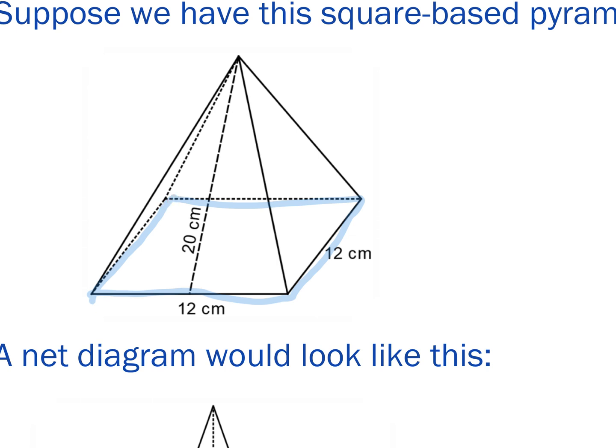Now, a pyramid would have 4 triangles going up from each of these sides to connect to a point. So that means that this right here is a triangle. This in the front is a triangle. On the left side, that's a triangle. And in the back, that's a triangle. So a pyramid is a combination of a square and 4 triangles.